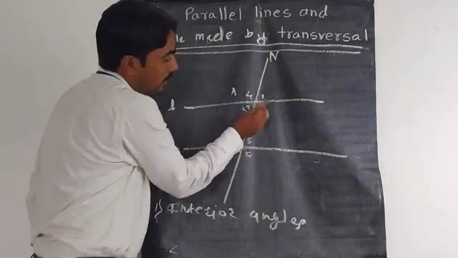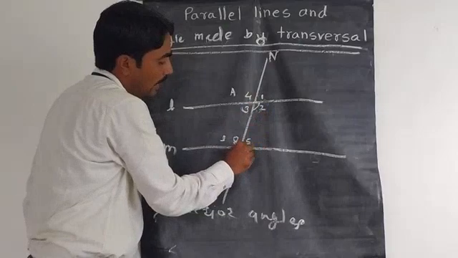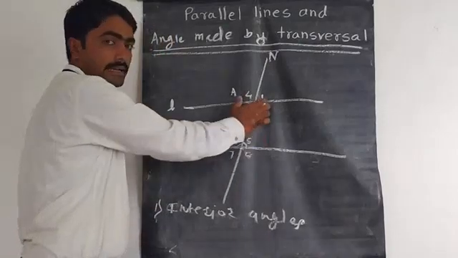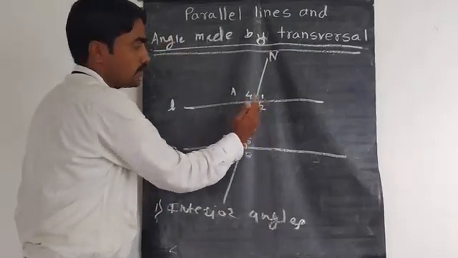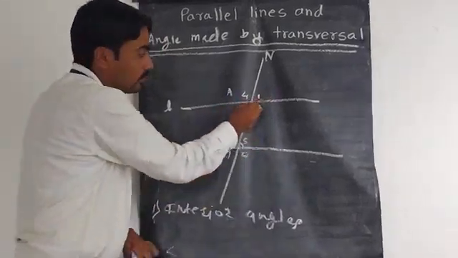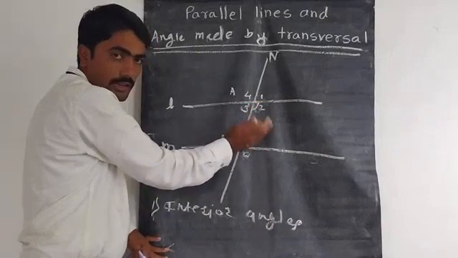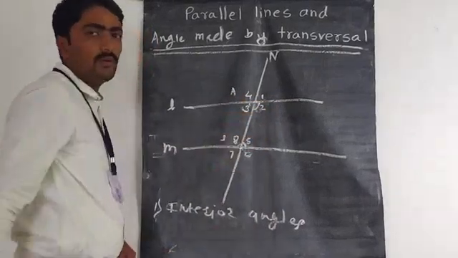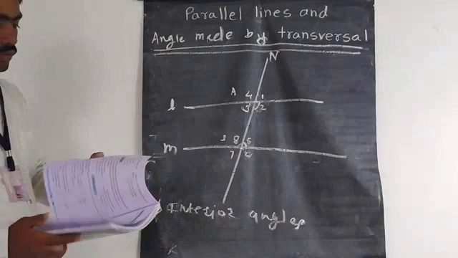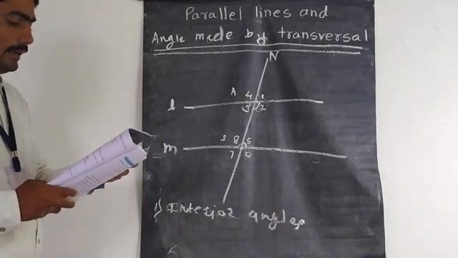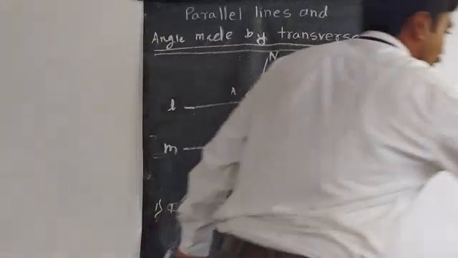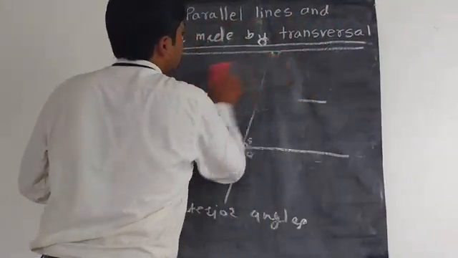See, inside the given lines. For example, angle 2, angle 5, angle 3, angle 8. These are the interior angles. A pair of angles which are on the same side of the transversal and inside the given lines is called a pair of interior angles. See students, now that is the alternate angle. Now an exercise related to interior angles, alternate angles and corresponding angles is given.